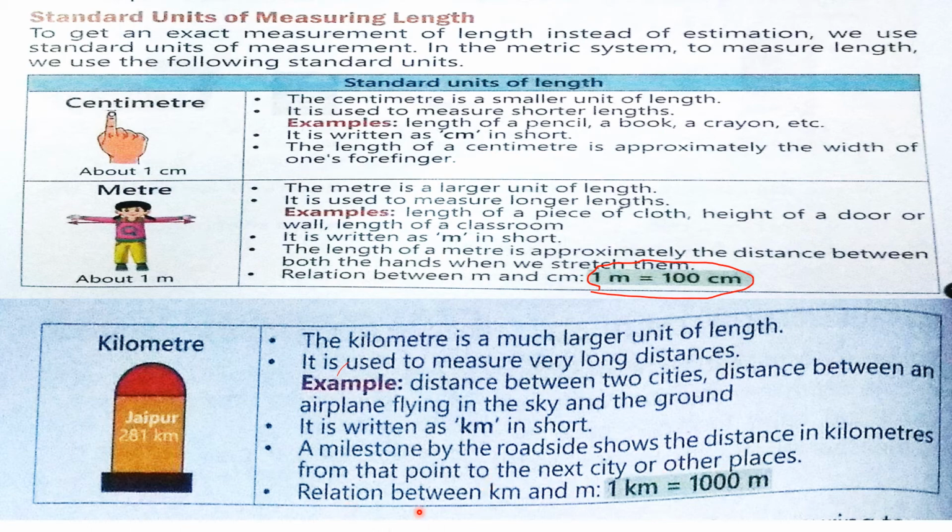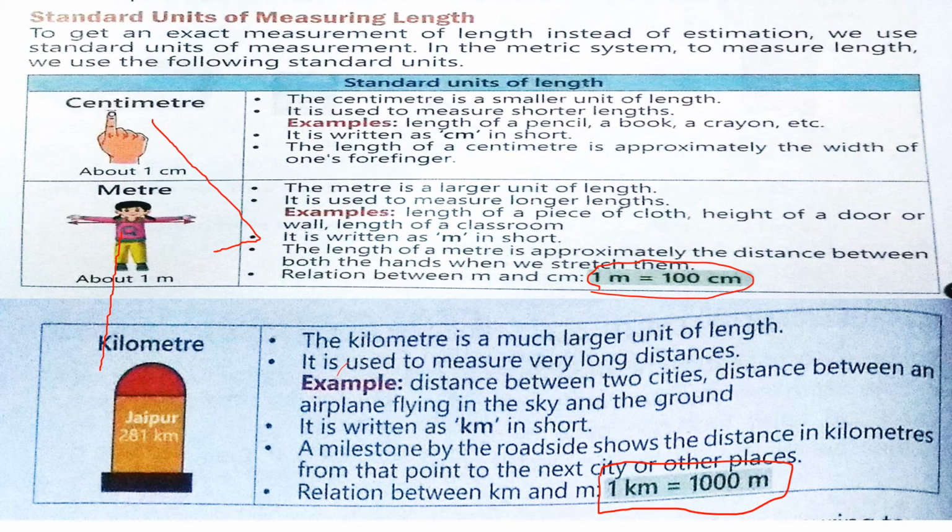Got it? And this is the important part, the relationship between kilometer and meter. That is 1000 meter is equal to 1 kilometer. Keep it in mind, 1 kilometer is equal to 1000 meter, or 1000 meter is equal to 1 kilometer. So this is the relationship between meter and kilometer, and that is the relationship between centimeter and meter. Got it? So you keep it in mind, children.